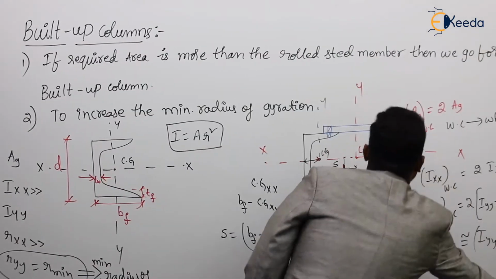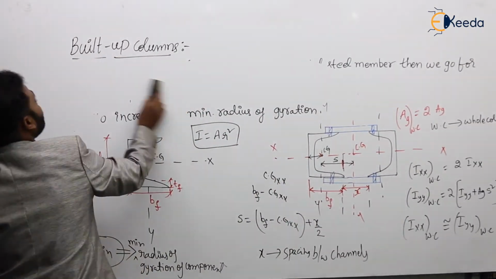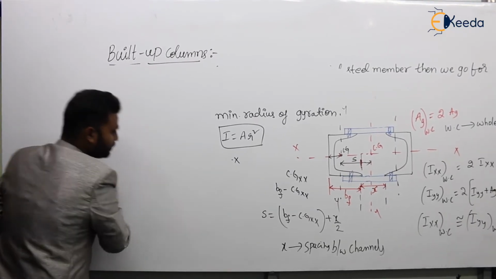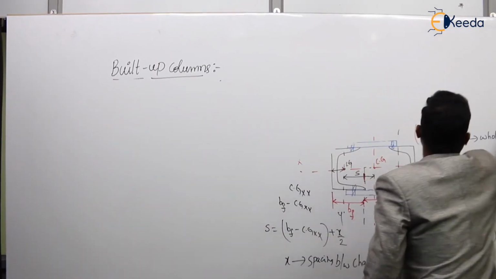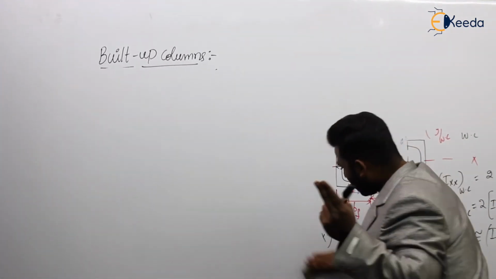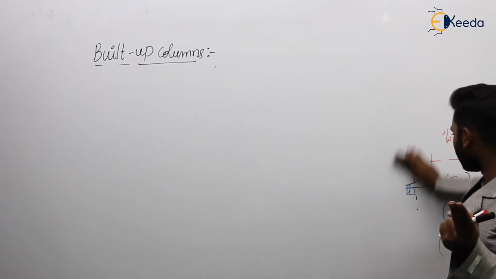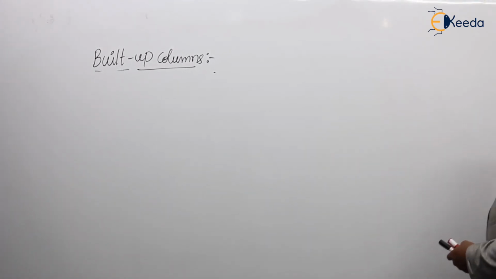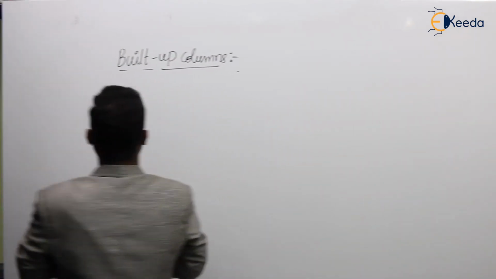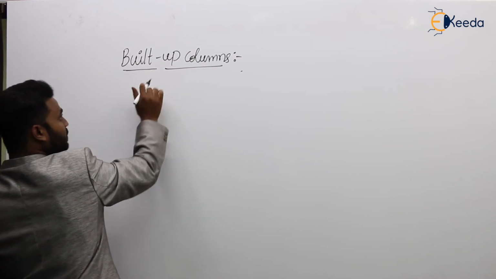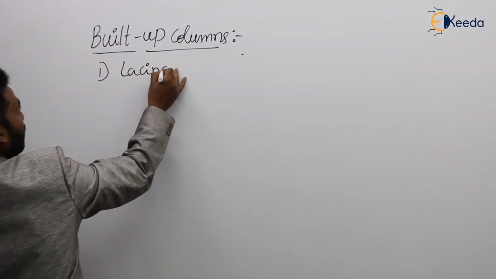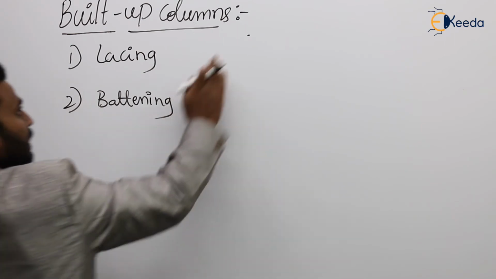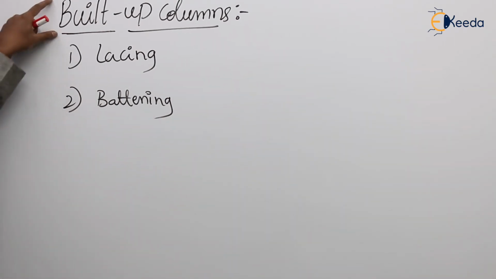Next, how are we going to provide this built-up column? It means the system of built-up column. We can provide a built-up column by using two systems, or two patterns, either by lacing or by battening. So we are going to make this built-up column either by using lacing or by using battening. These two are the systems of making a built-up column.